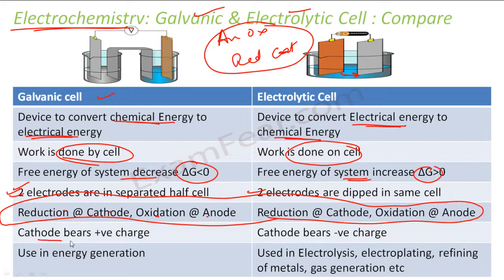Here the anode has positive charge, here the anode has generally negative charge. As I told, the negative and positive charge you actually can't specify. You have to see the cell and then find where you are getting more electrons. So here generally we have positive charge in the anode and negative charge here in the cathode. This is used for energy generation. It is used as a battery also, and this is used in electrolysis, electroplating, refining, gas generation, all those things. Electrolysis is used.